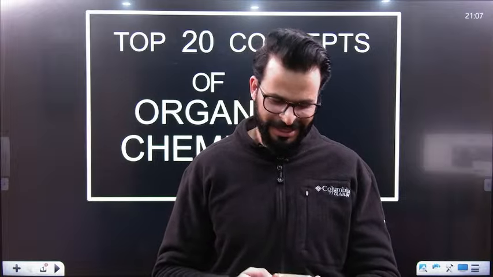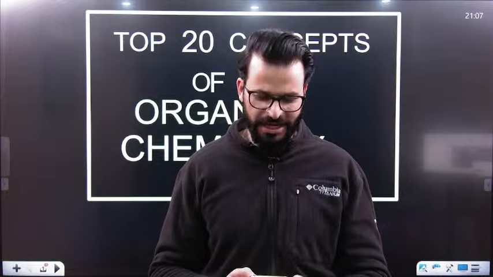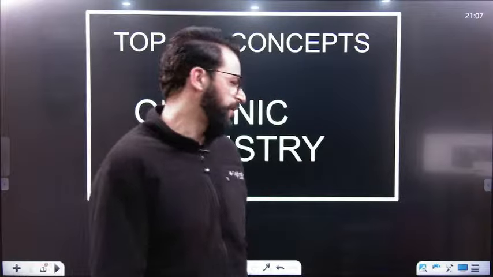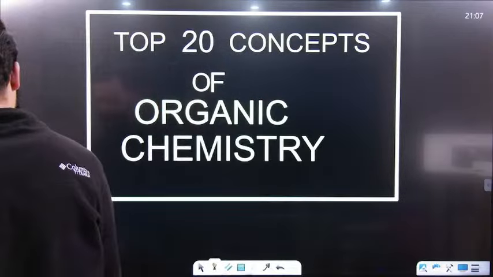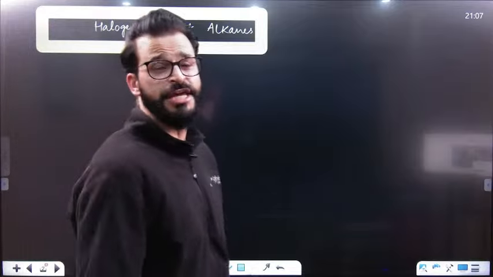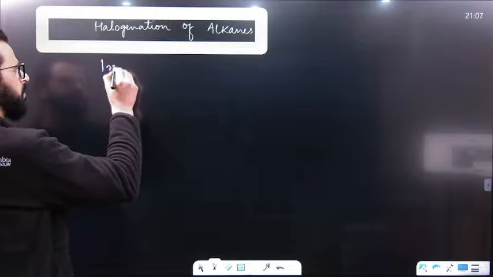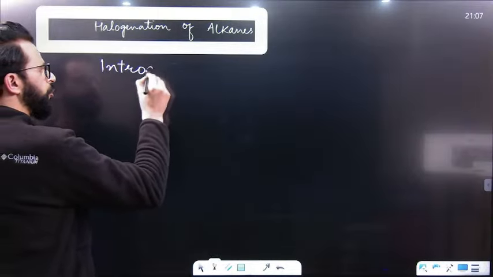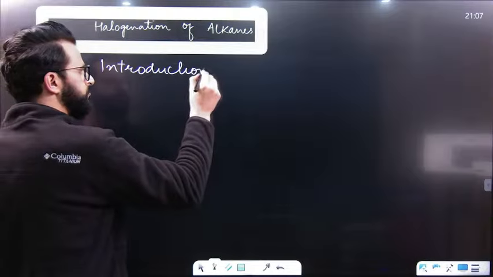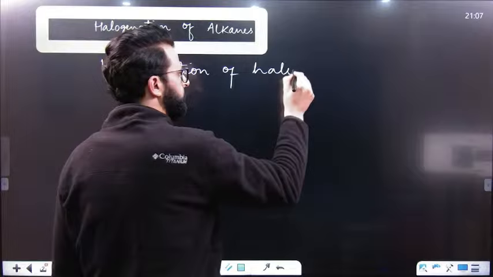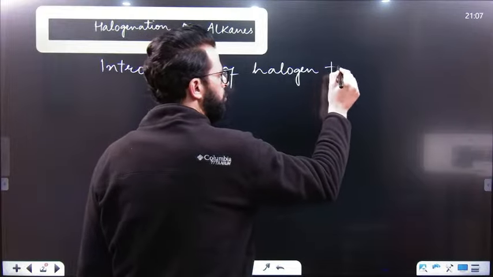So without wasting much more time, let's get started with our first concept. Now, our first concept is, have a look, halogenation of alkanes. Now, what is meant by halogenation of alkane? It is the introduction of halogen to alkanes.